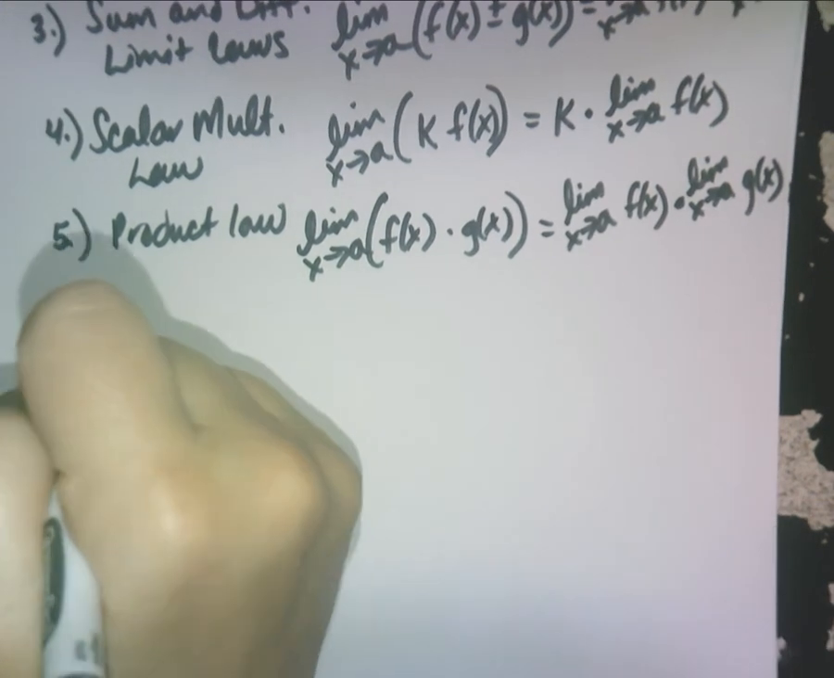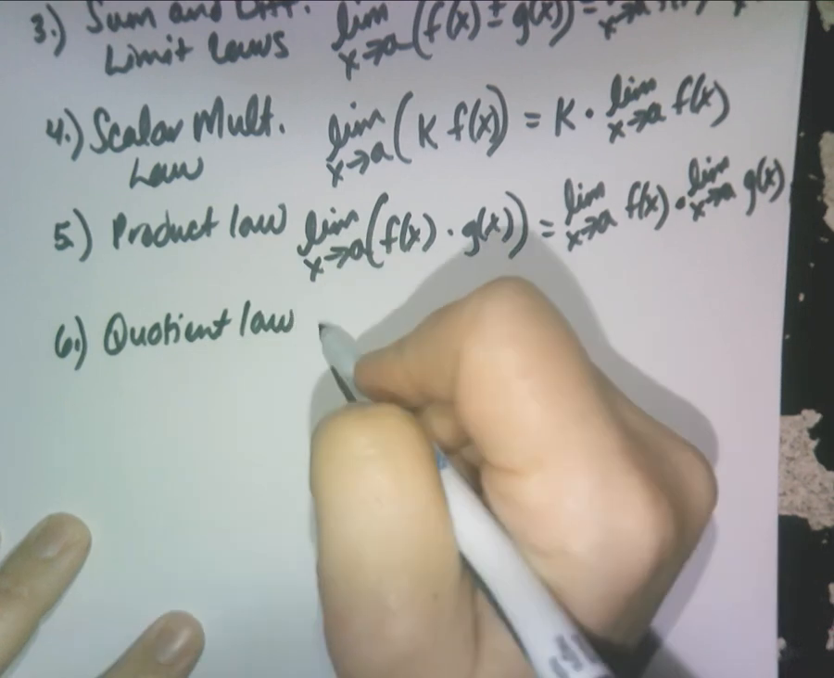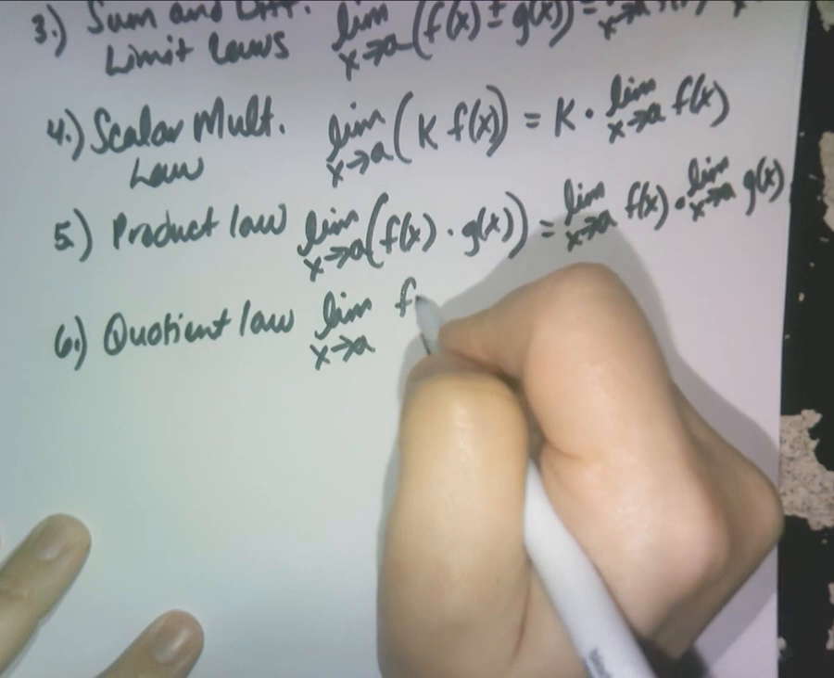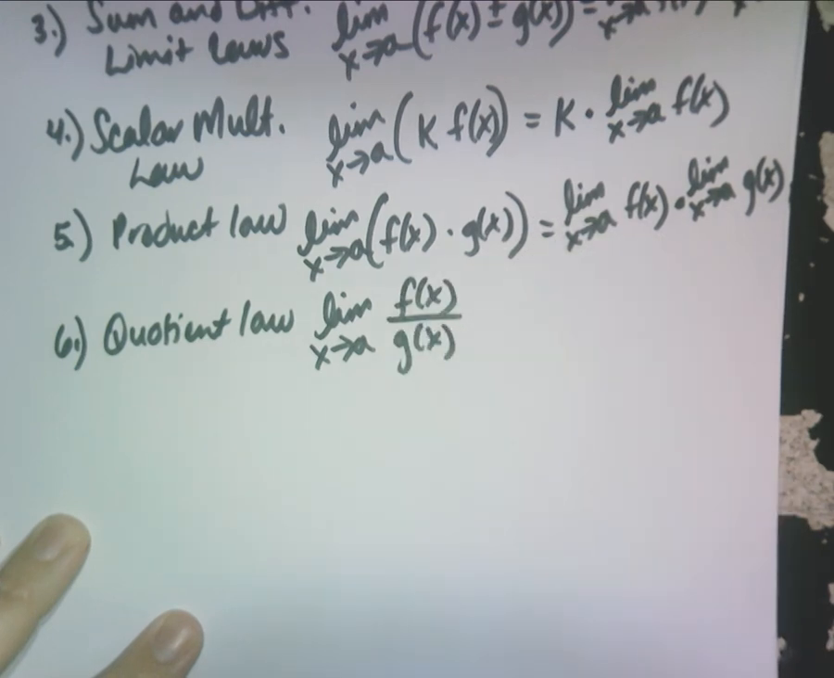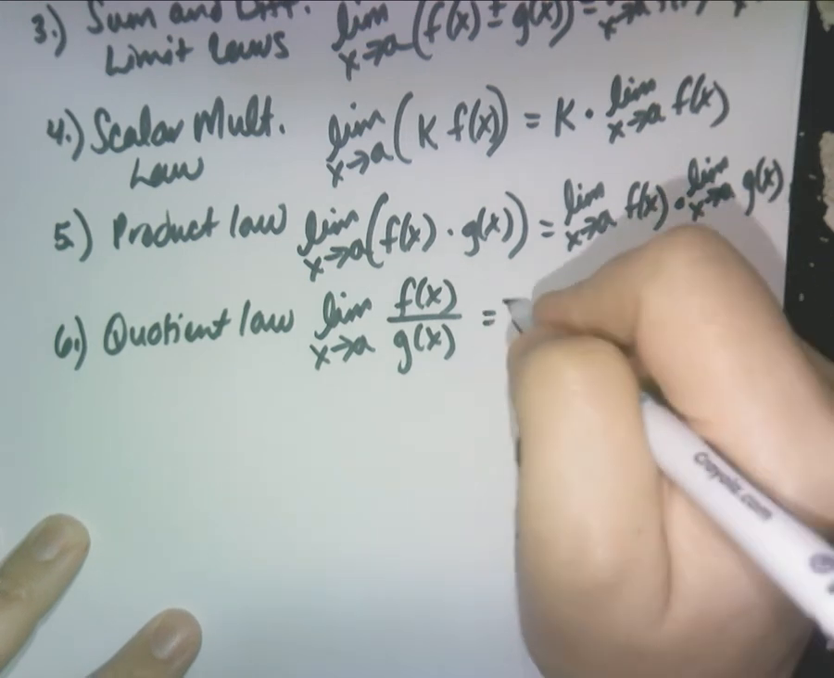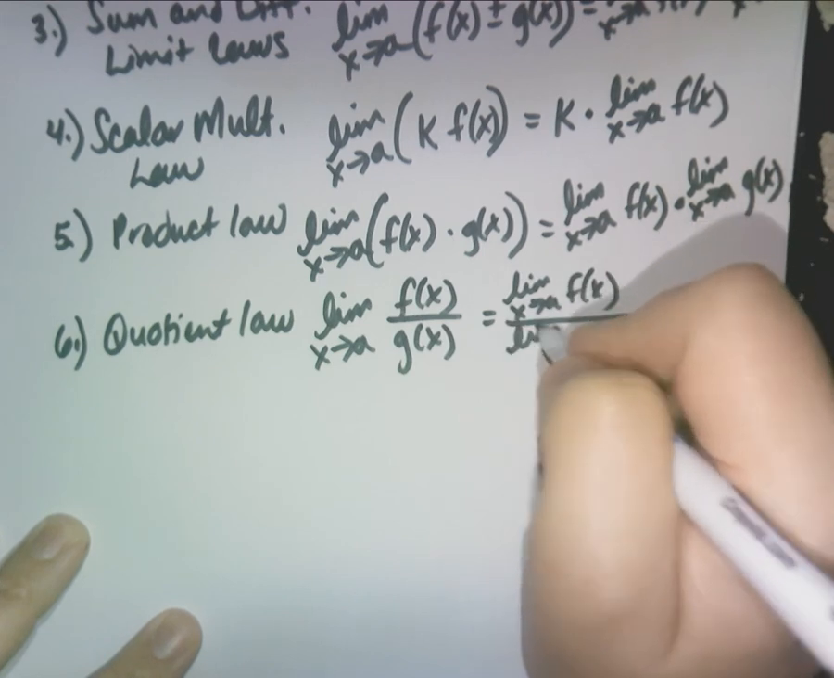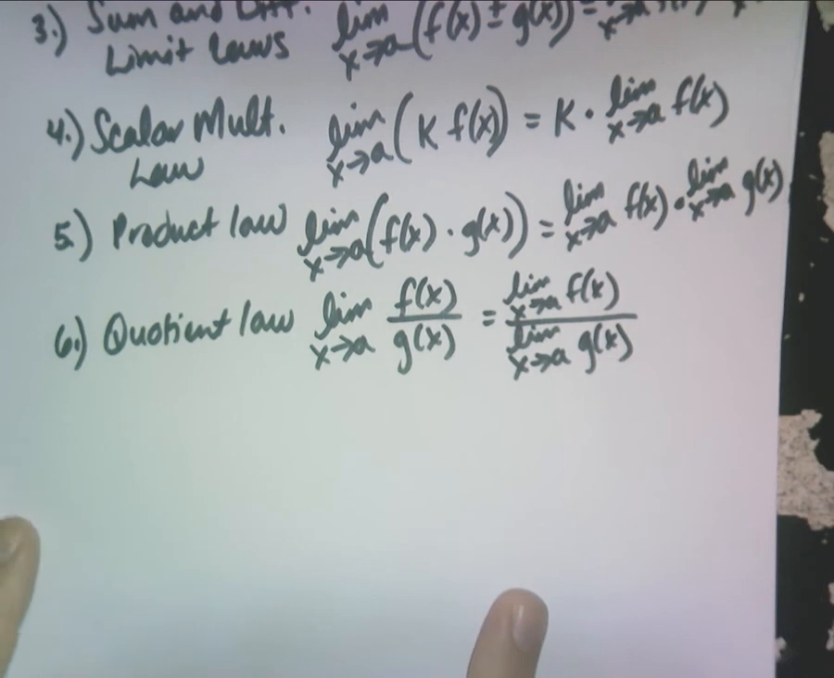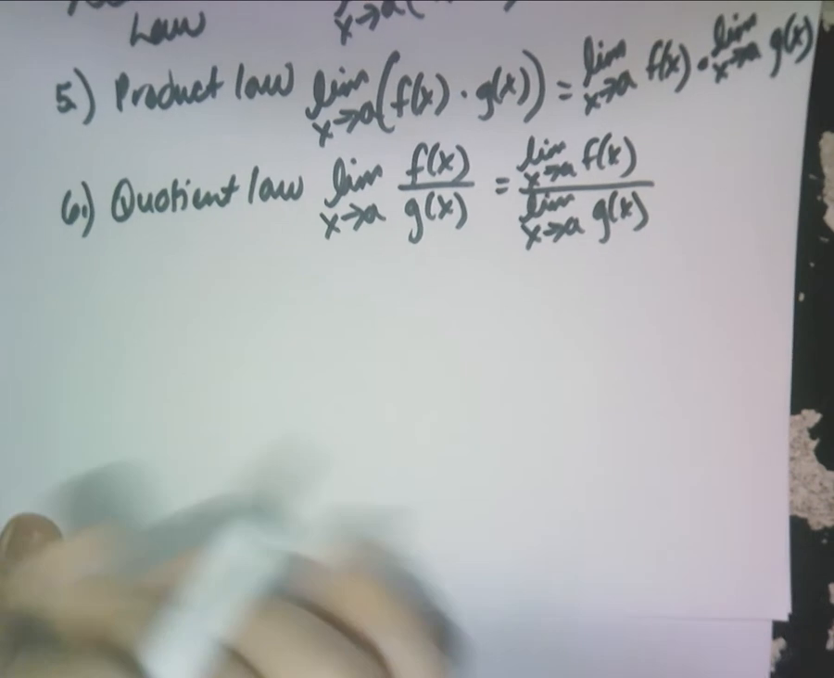Hey, and guess what? There's a quotient one too, and I'm pretty sure you could probably figure that one out as well. The limit as x approaches a of f of x over g of x. And then what you do again is you distribute that limit. You put the limit on the top. So the limit as x approaches a of just the f of x over the limit as x approaches a of just the g of x. Okay, we're almost done. And then it'll make sense when I show you why we're doing this.